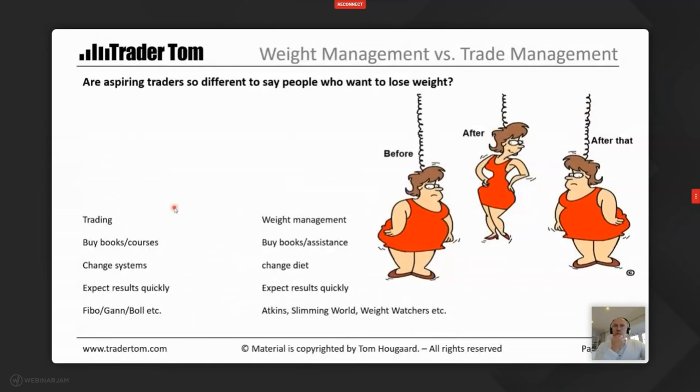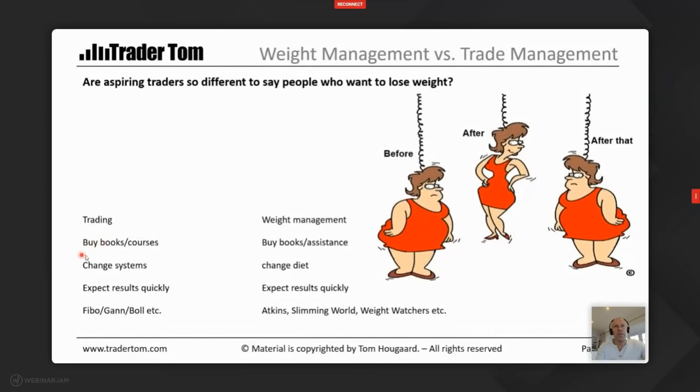So are aspiring traders so different to, say, people who want to lose weight? You know, we have the overweight individual that will then go through a transformation, at least hopefully, but very often tends to, after the transformation, go back to where they were. And it's a little bit like that with trading: we are learning, we're doing well, and we have transformed ourselves, but then we go back to our old behavior, which is akin to putting on the weight again.